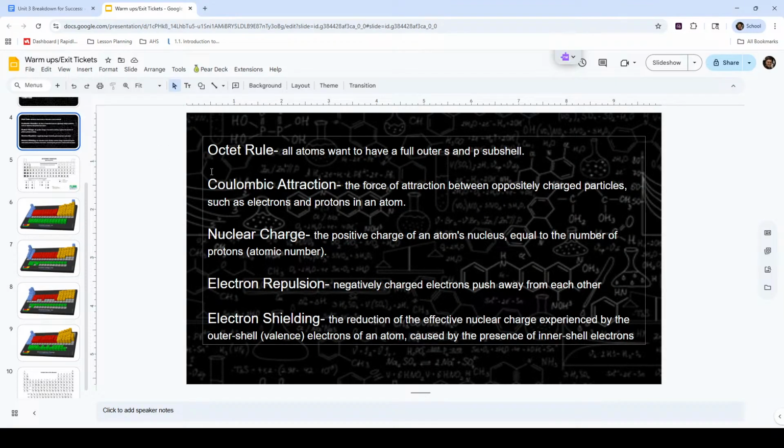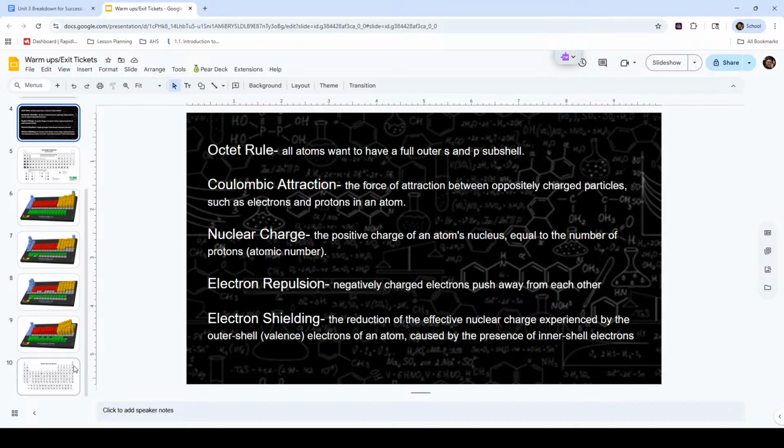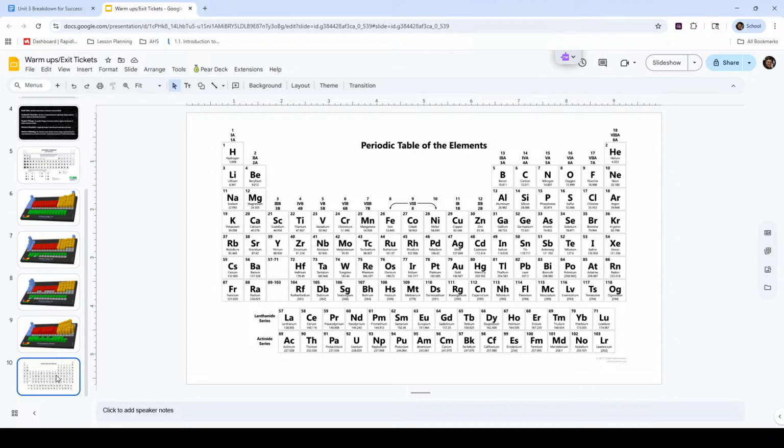Again, these 5 things really explain how all the periodic trends work. So make sure you know these things, and then make sure you also know the definitions of the trends, specifically atomic radius, ionization energy, and electronegativity, because those will be the most common things that pop up. And be able to look at a blank periodic table and start to visualize these trends.